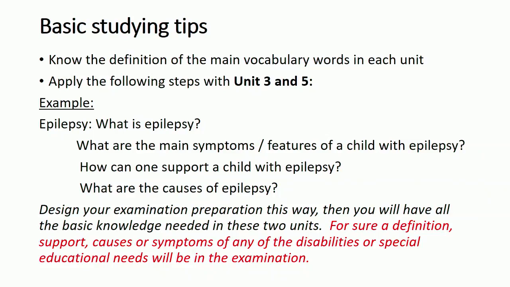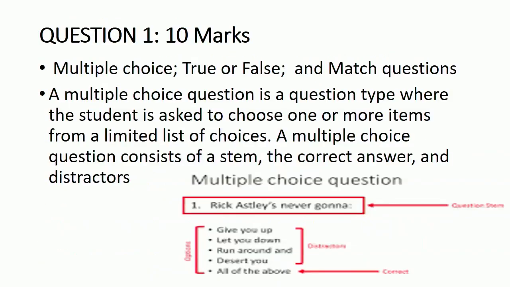What if you finish your studies and then you are having a child with visual impairment in your classroom? Then you didn't prepare on how to support that learner. So cover everything in these two units, and we are putting an emphasis on these four main questions. What is epilepsy, or what is hearing impairment? What is visual impairment? What are the main symptoms? What are the ways to support? What are the causes of this disability? So those are basic tips that you can follow.